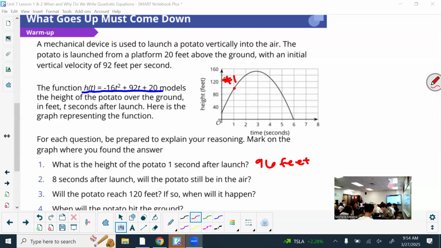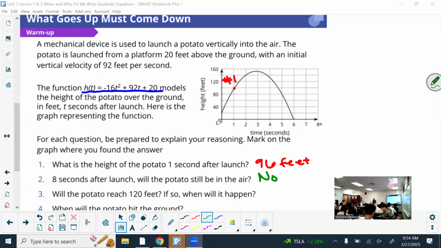So we also had to mark it on the graph. All right, questions on that one? All right, so then number 4. 8 seconds after launch, will the potato still be in the air? And where did you look on the graph for that answer?